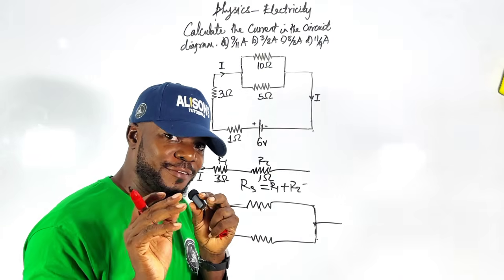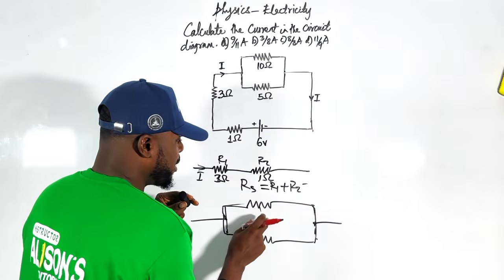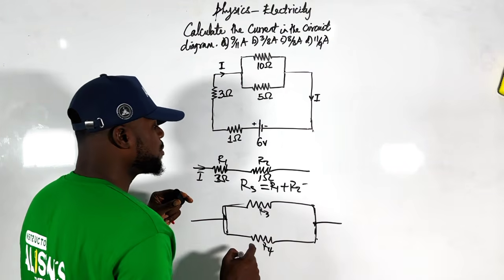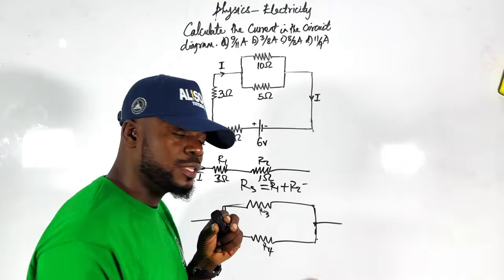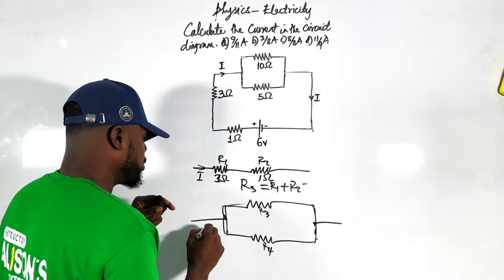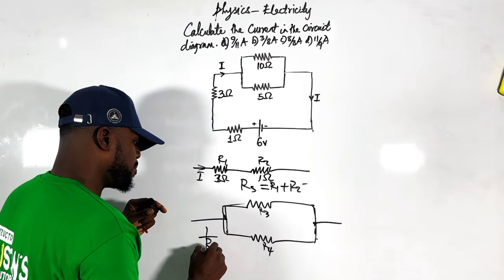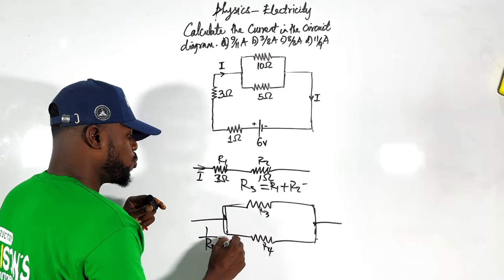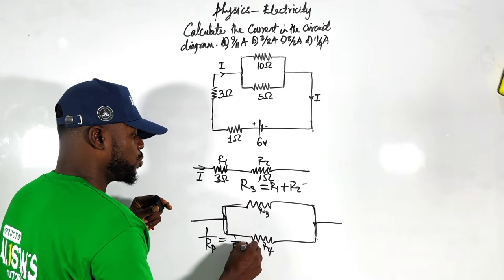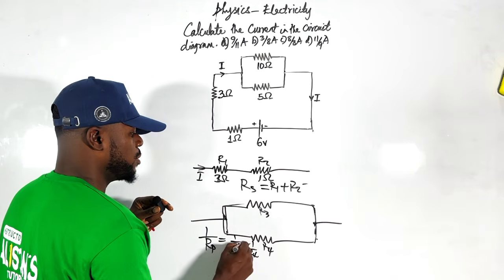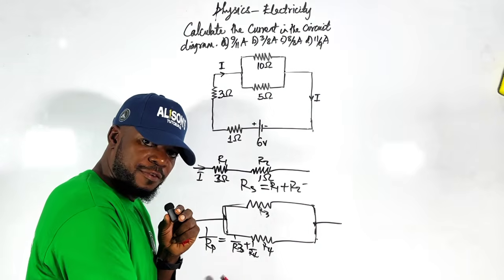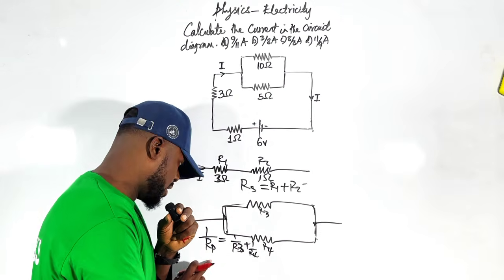Now this particular one will be parallel. So if you have R3 and R4, to solve this parallel connection, just say 1 over R parallel, the total resistance in parallel, equals 1 over R3 plus 1 over R4. It will be the inverse of each of them. That is the formula, and then you can finally solve.